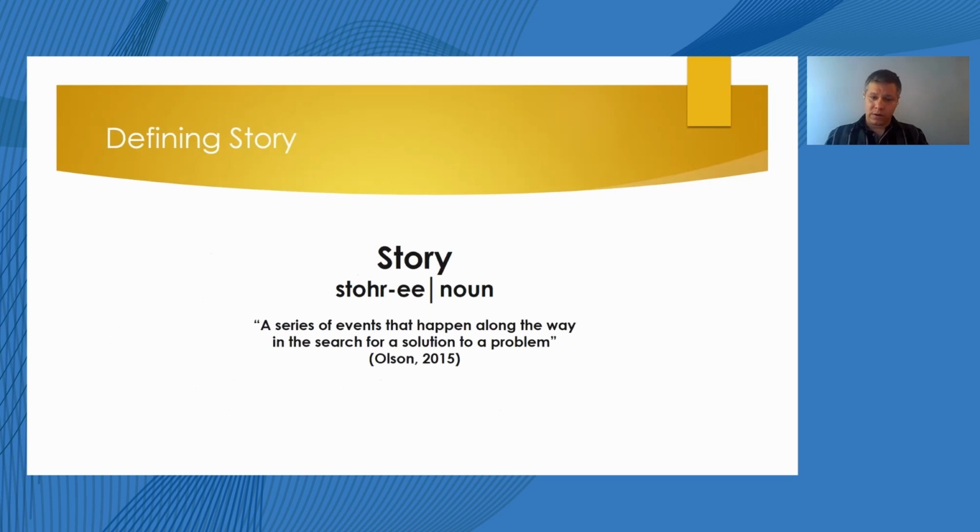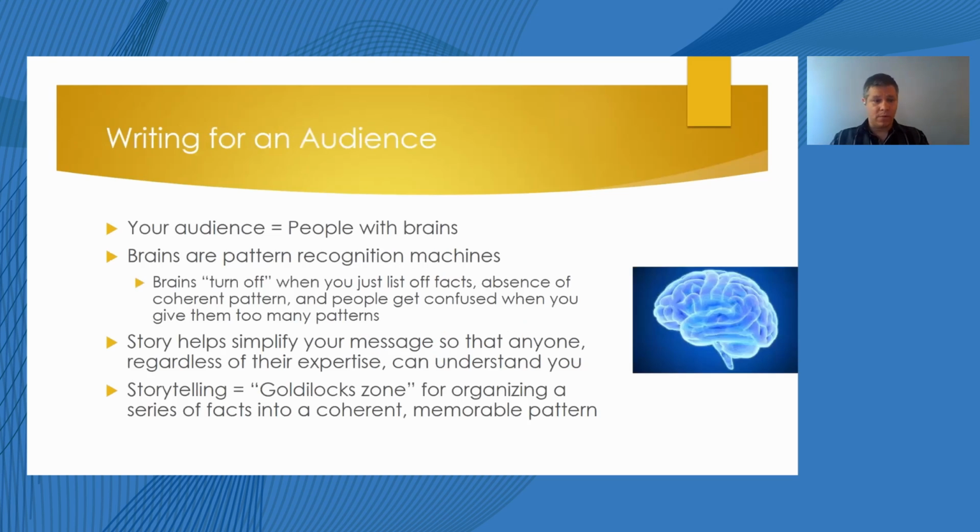The way Olson defines story, this is the author I just mentioned, is the following: a series of events that happen along the way in the search for a solution to a problem. Every great story you've ever heard does these things. If the social sciences had a law, like gravity, this would be it. This is the thing that is consistent across all aspects of communication. Any effective communication vehicle follows these rules, right?